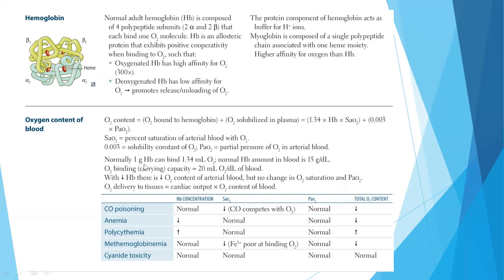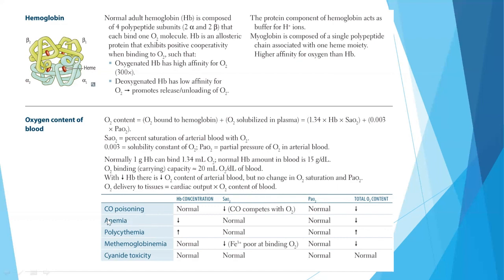So normally 1 gram of hemoglobin can bind 1.34 ml of oxygen. The normal hemoglobin amount in blood is 15 gram per deciliter. The oxygen binding capacity is nearly 20 ml oxygen per deciliter of blood. So whenever there is decreased hemoglobin, there is decreased oxygen content of arterial blood, but there is no change in the oxygen saturation and partial pressure of oxygen in the arteries. The oxygen delivery to the tissues is equal to the cardiac output times the oxygen content of the blood.